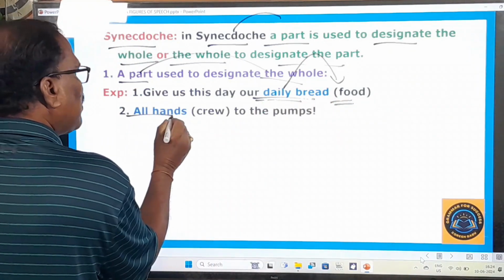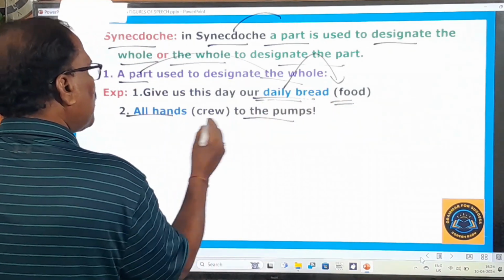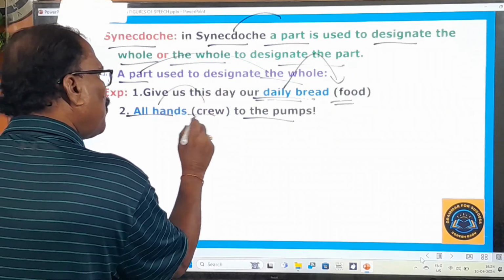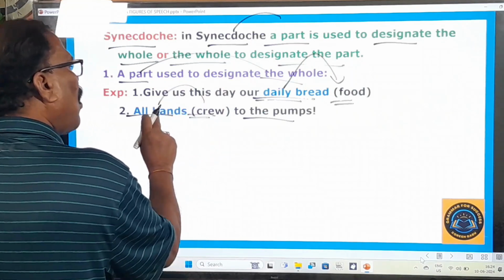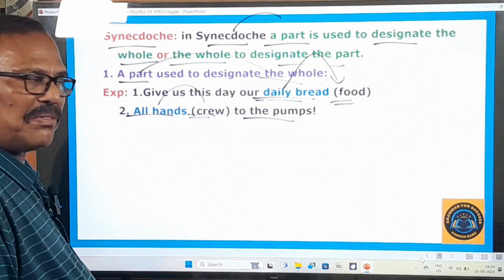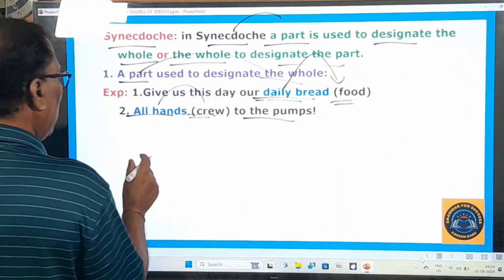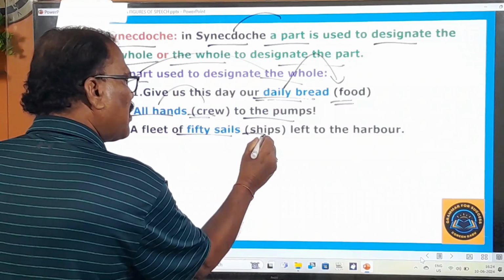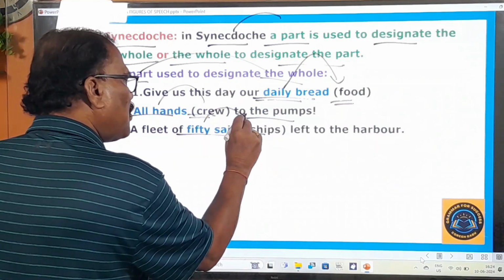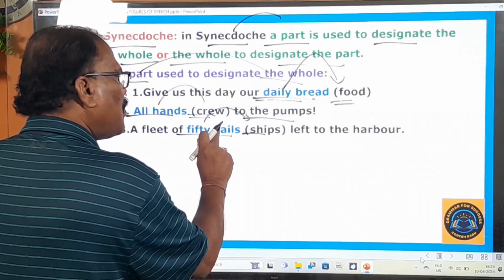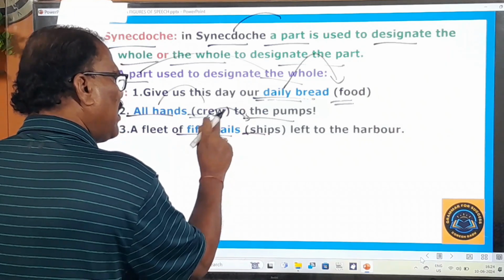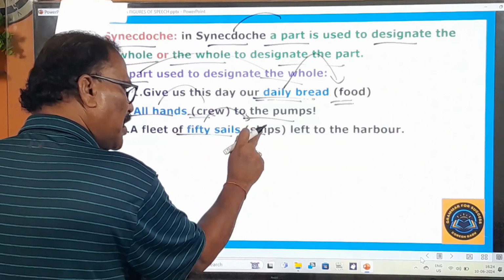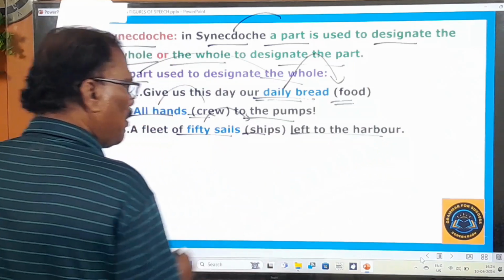All hands to the pumps. All hands means here what? Crew. Crew means workers. All hands to the pumps means they started working, right? And here, a fleet of 50 sails. Sails means nothing but ships. So this part is used to designate the ships. Sails are used for the ships, and that means 50 sails means 50 ships.